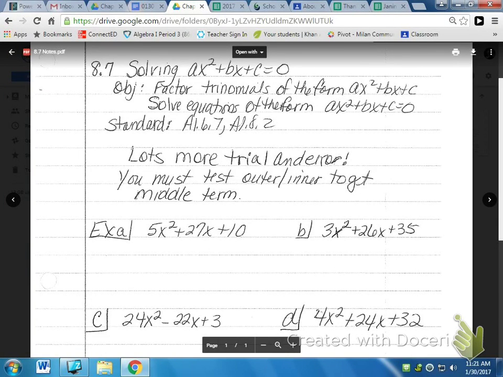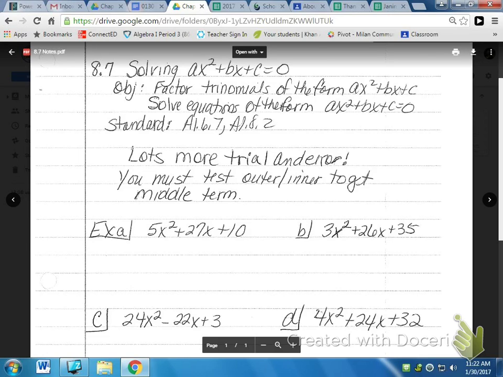Lesson 8-7, solving ax squared plus bx plus c equals 0. Our objective is to factor the trinomials of the form ax squared plus bx plus c and to also solve the equations in the same form. The only difference here from what we have already done is that there will be a number other than 1 in the leading coefficient spot.